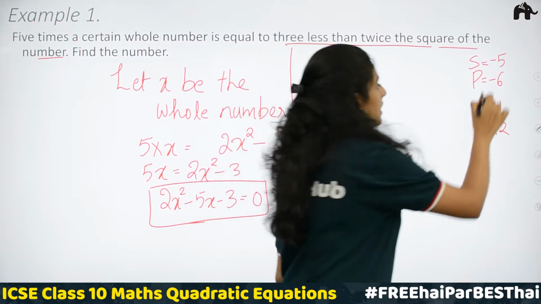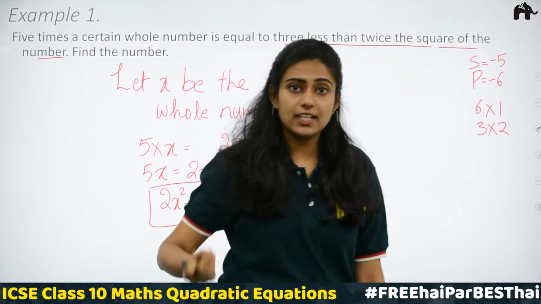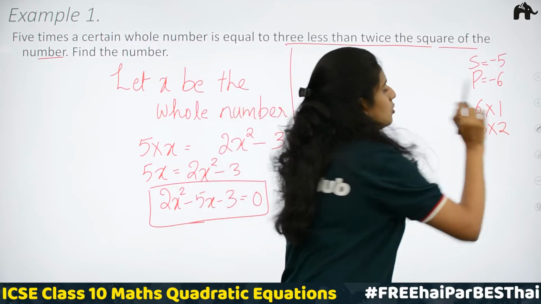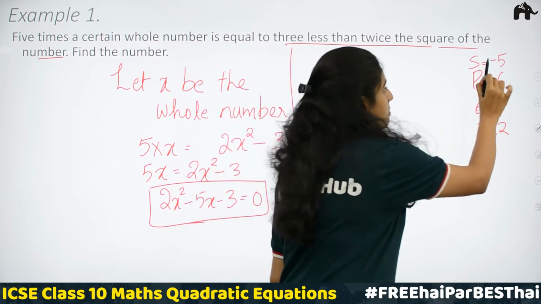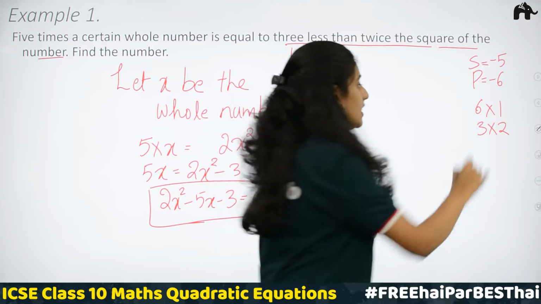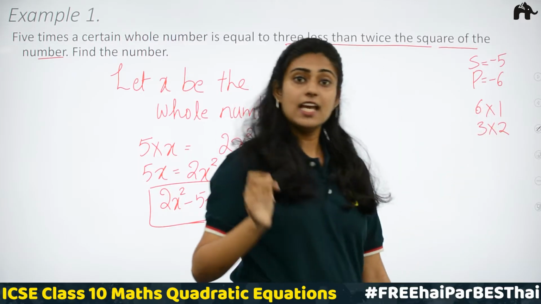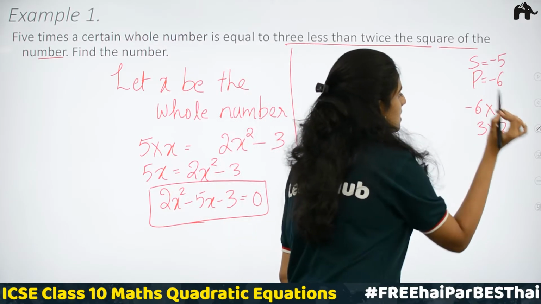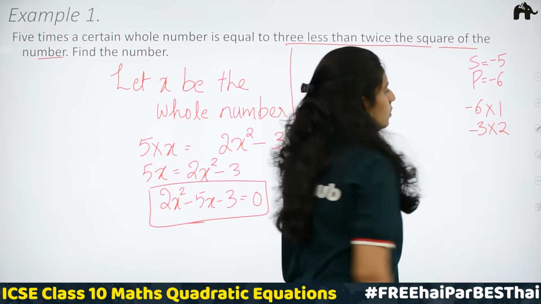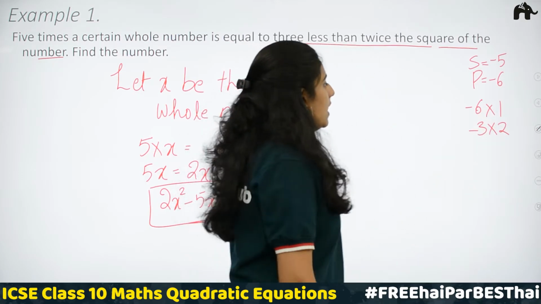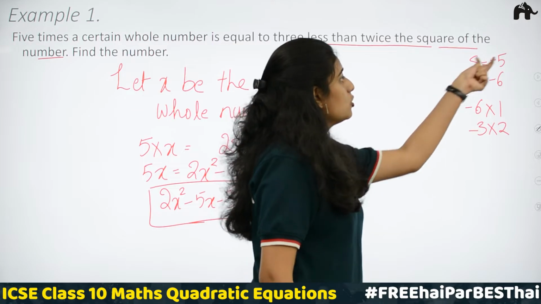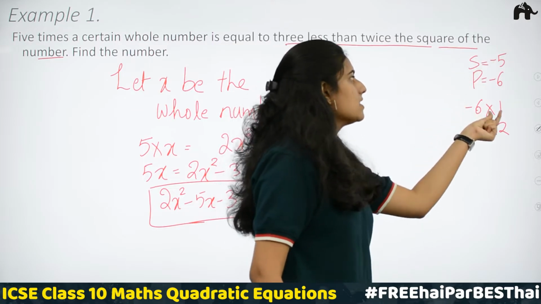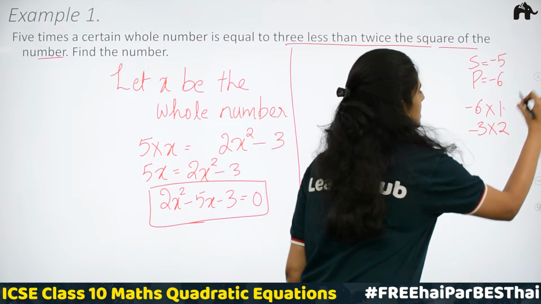Okay. Now, here we have a negative sign. Product is negative, which means one number should be negative. Check the sum. Sum is negative, which means a greater number from here should be negative. Either minus 6 into 1 or minus 3 into 2. Okay. Now, check these numbers. Sum should be minus 5. Minus 6 plus 1 is minus 5. So, we can take these numbers.